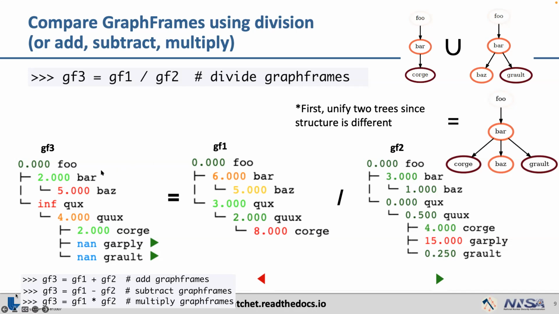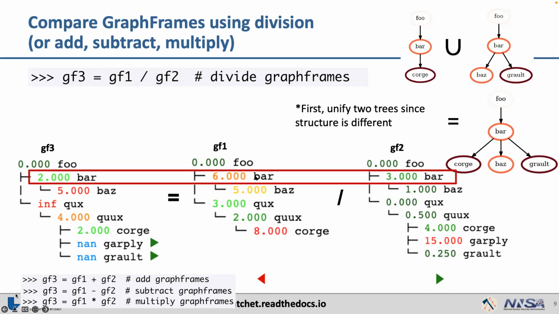And so if we want to do a GF1 over GF2, we can see here, if we think about this as our serial run, where a node, in this case, bar is contained in both of our graphs, this division is going to do a straight divide of the 6 over 3. And so our resulting bar node here in the GF3 will be a value of 2.